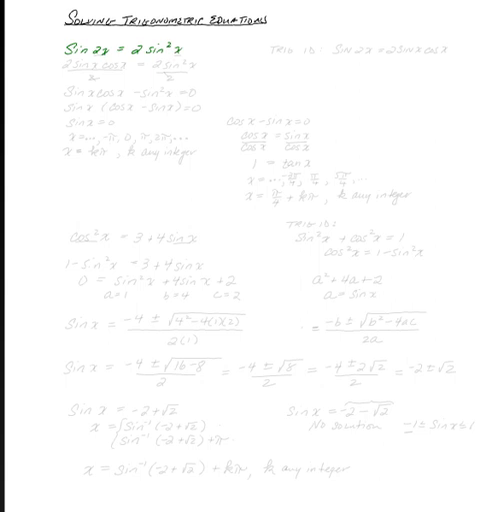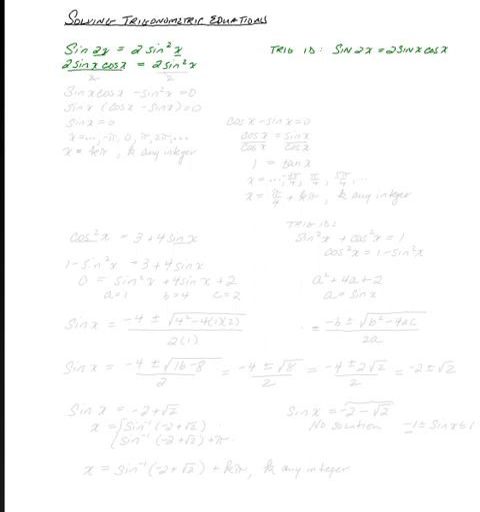Notice here that the problem is that the arguments are different. Here I have a 2x, here I have an x. So I need to convert one into the other. So I think about my trig identities, and one trig identity that I remember is sine of 2x is equal to 2 sine of x cosine of x. So we're going to use that here to rewrite the sine of 2x. So we'll write that as 2 sine of x cosine of x equals 2 sine squared of x.